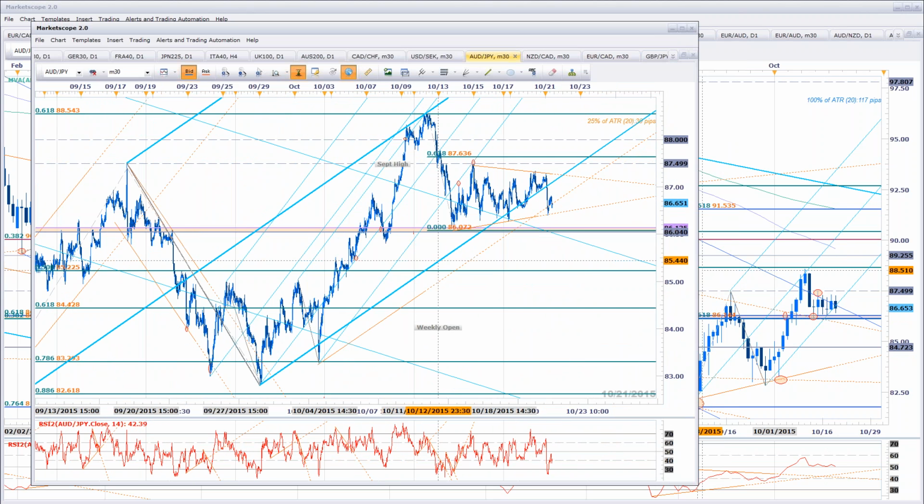And if we break this median line to the downside, we'd be looking for that run right back into 86, and that would be the near-term bullish invalidation level for Aussie yen. So there's a couple of different things that we can work with here.